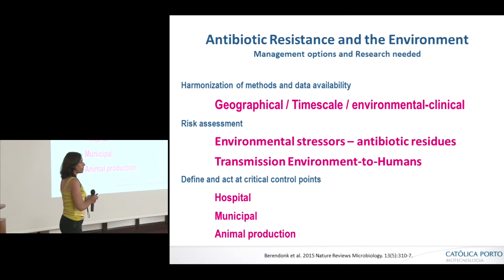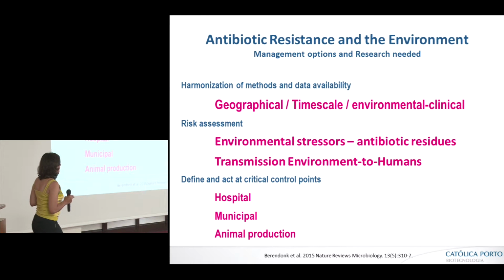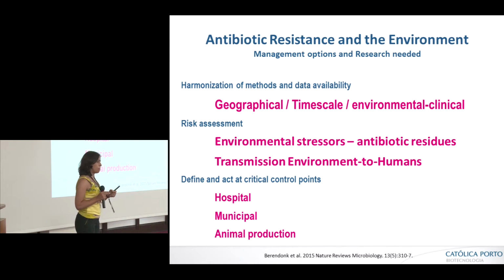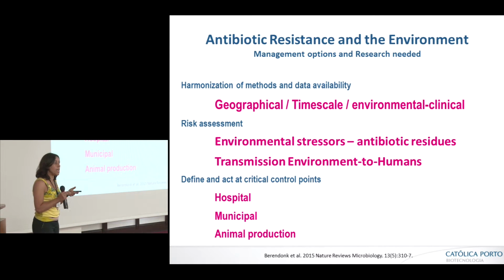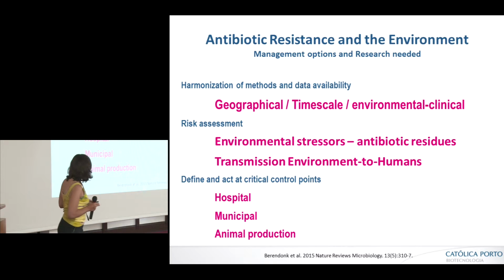One of the problems and one of the gaps that we have nowadays is that we have a lot of data, but no data is comparable. So we urgently need to harmonize data and to share this data among countries. This is important for us to know if there are different regions in the world with different patterns of resistance, how this resistance is related with the chemical contamination, and also if we implement some measures, if these measures are efficient or not. So we need to have some standardized methods.